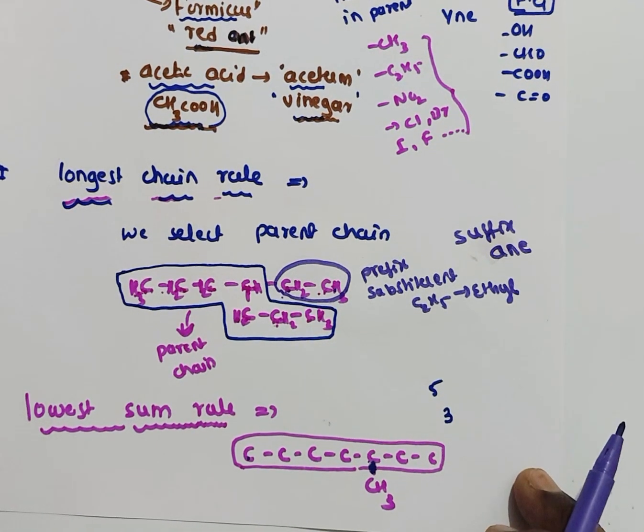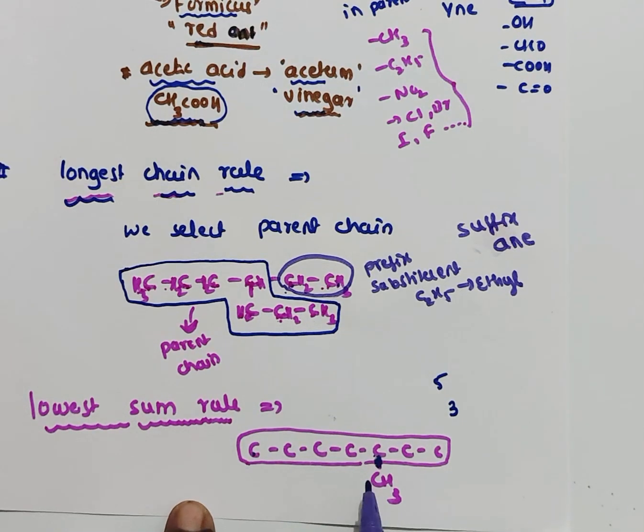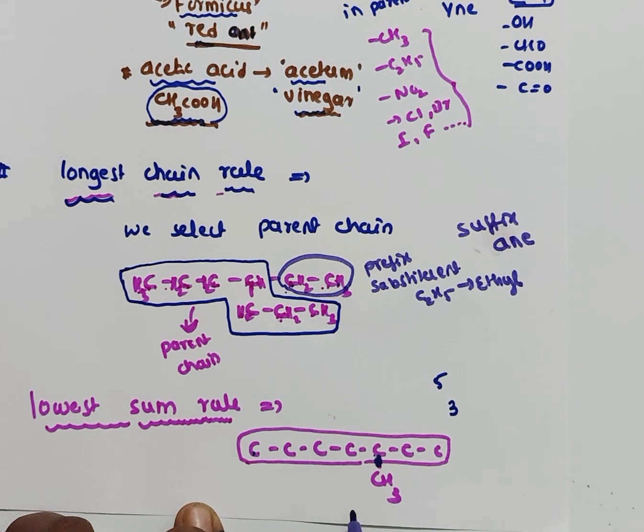Numbering is done in such a way that the substituent carbon atom gets the lowest possible number. Meaning what? The first rule is to select the longest chain. So in this given compound, what is the longest chain? 1, 2, 3, 4, 5, 6, 7. A straight chain, and in the straight chain 7 carbon atoms are there. So this chain is also possible.